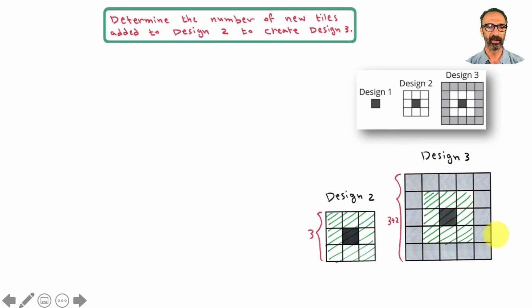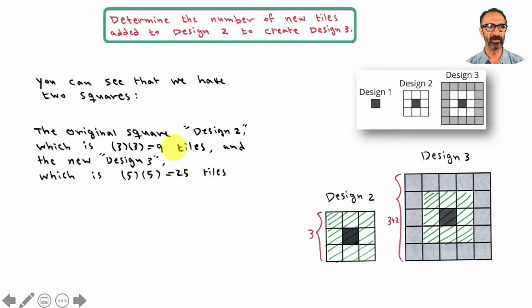So it looks like, yeah, you could count how many new tiles are coming, which are the gray ones, but not by counting 1, 2, 3, by looking at it this way. Take a look. You can see that we have 2 squares, the new one and the original one. The original square, design 2, which is a 3 by 3, that's 9, and the new design, which is design 3, which is 3 plus 2, 5 by 5, and 25.